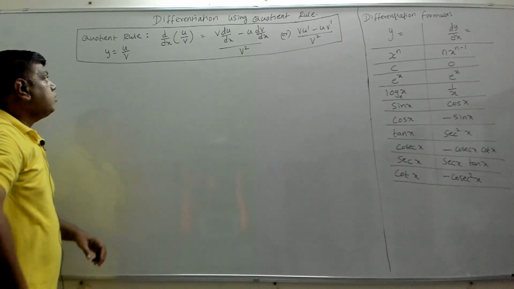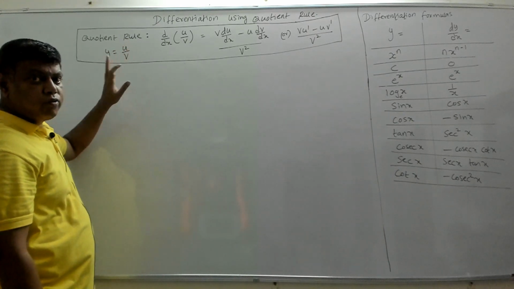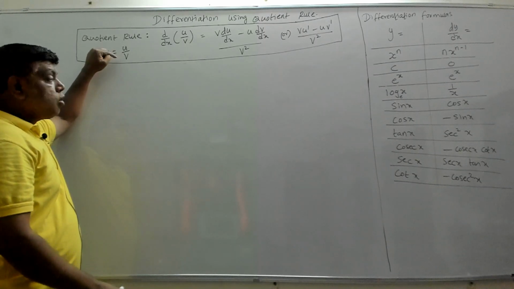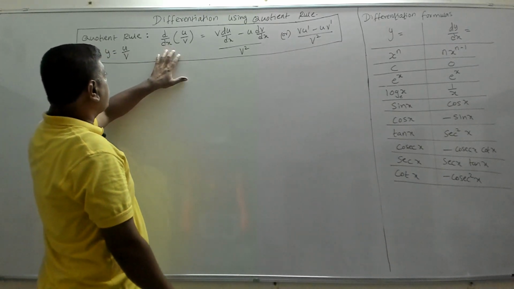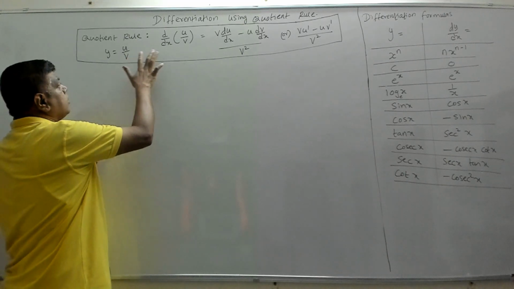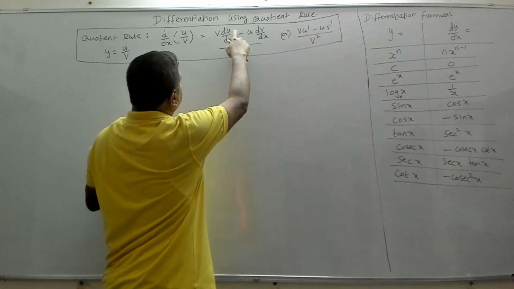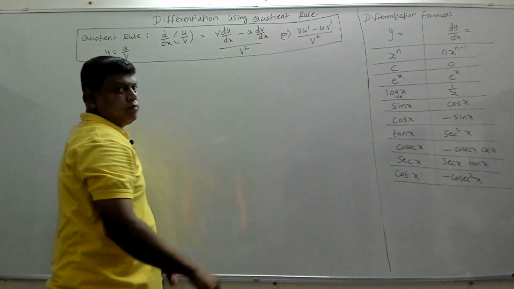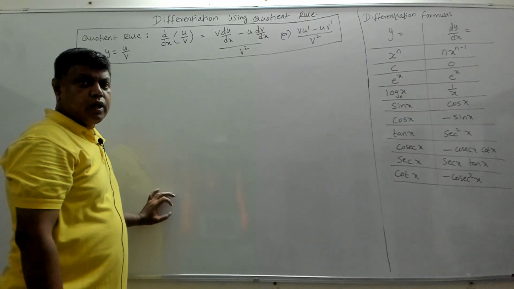So whenever we have the function y written as a quotient of two functions, where the numerator is a function in x, which is u, and the denominator v is also a function in x, then we go for the quotient rule, which states that d by dx of u by v is equal to v du by dx minus u dv by dx, all over v square. So this is the formula for the quotient rule for differentiating a function.